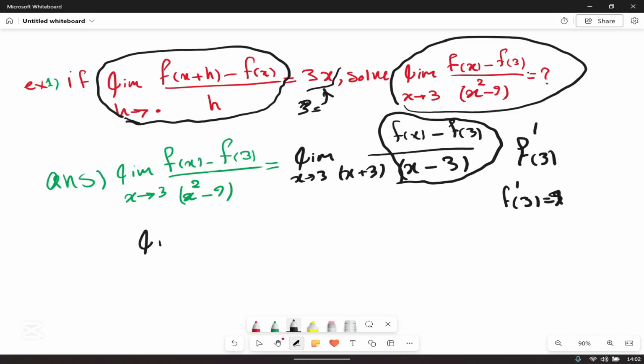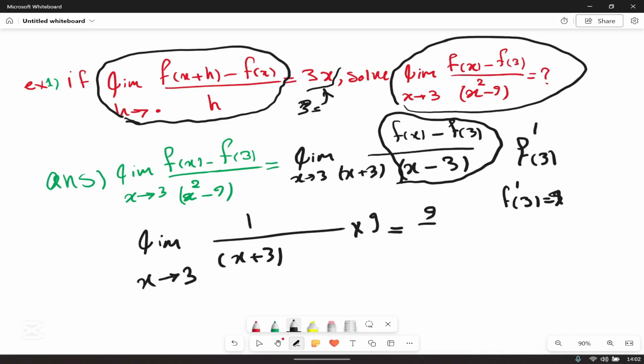We simply write that it is exactly 1 divided by x plus 3, all times 9. Right now x goes to 3 and the answer is 9 divided by 6. You know, this part is the derivative function for all the points, and the answer is 3x.